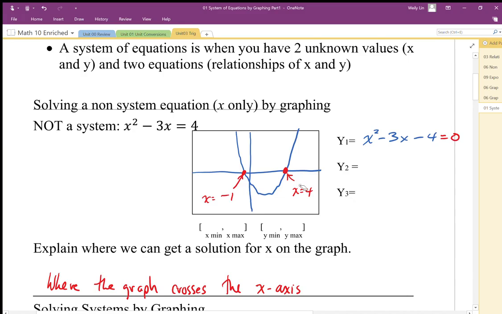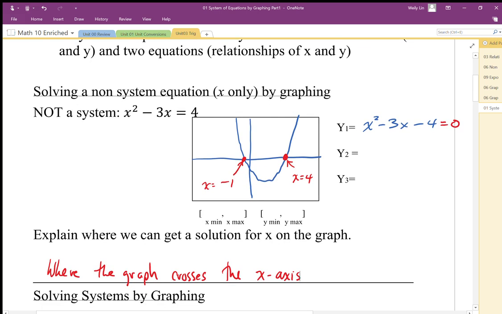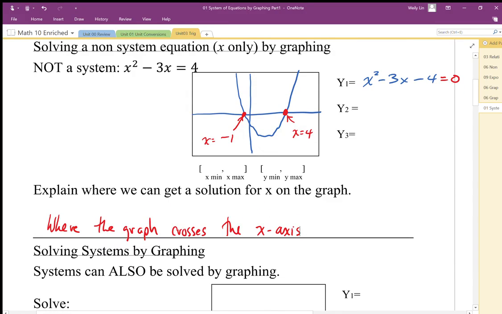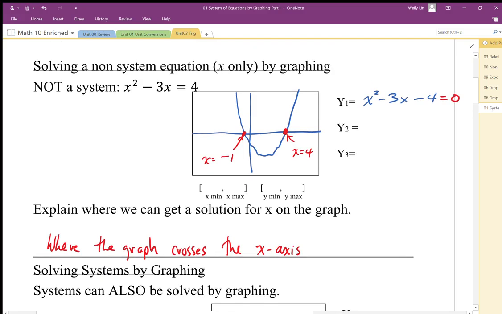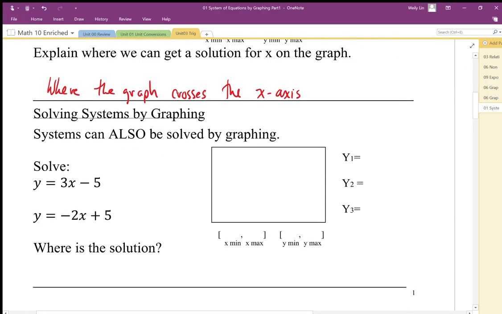Okay, so if I want to double check this, I can always plug it back in. So if I want to check, I get -1 squared is 1, minus -3 times -1 is +3. So 1 plus 3 is 4, equals 4. So 1 works. 16 minus 12 equals 4. Yeah, these are both perfectly valid solutions. So where it crosses the x-axis is where I find the solution. So that's a non-system.